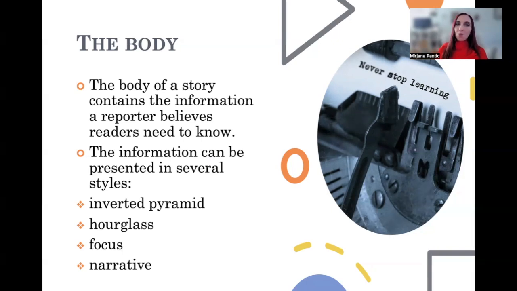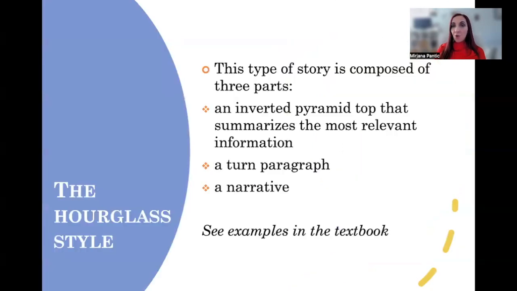Now, this information can be presented in several styles. You're most likely to encounter news stories that utilize the inverted pyramid style. I'm also going to introduce you to several other styles aside from the inverted pyramid: hourglass, focus, and narrative. I'm going to explain briefly each of these styles that you can also find in your stories, and they do make sense. But again, the inverted pyramid style is the most common.